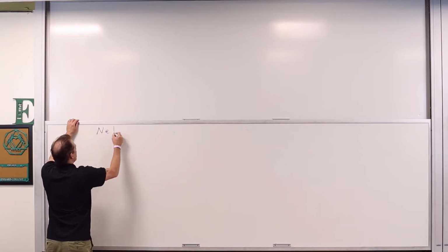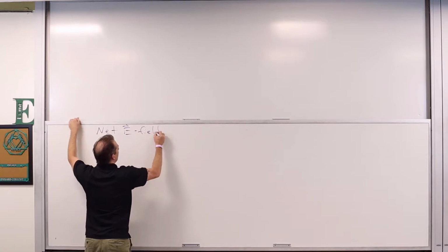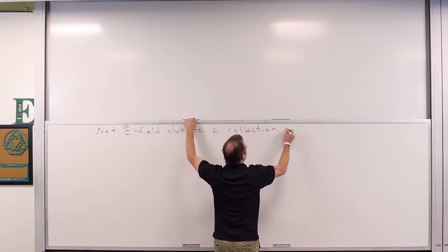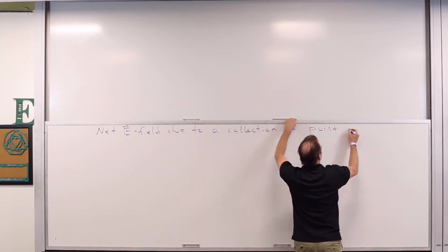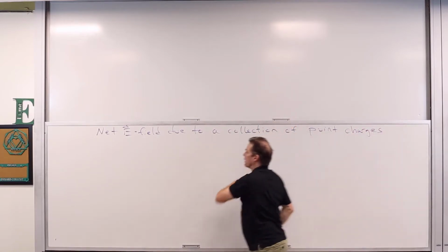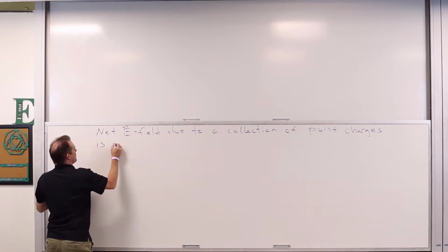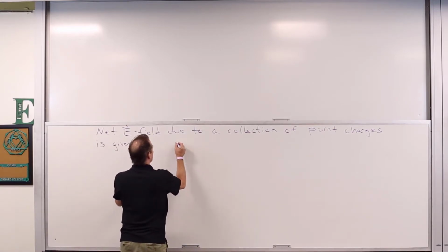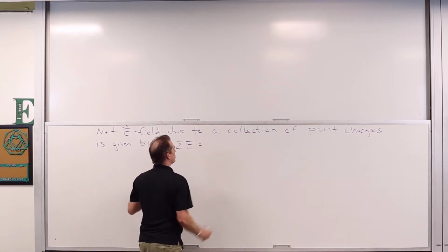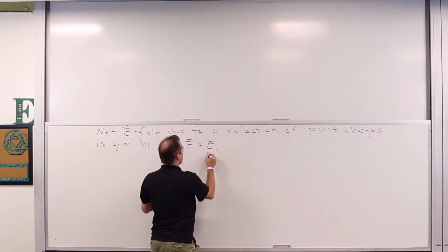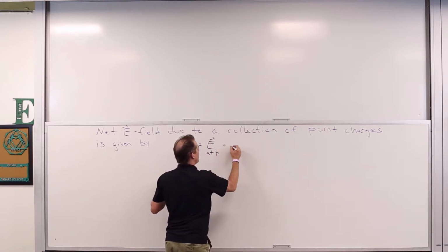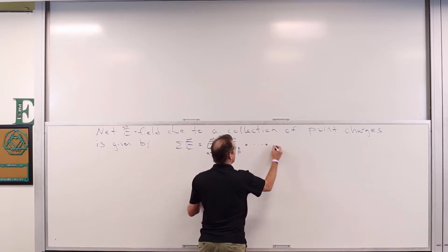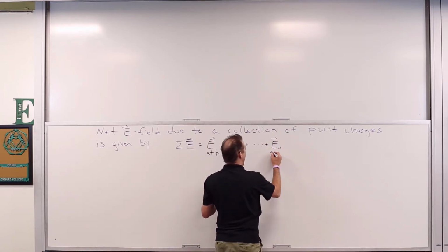Ultimately, that E hat field due to a collection of point charges is given by sigma E hat is equal to E hat 1 at some location P plus E hat 2 at some location P plus, plus E hat sub n at some location P.